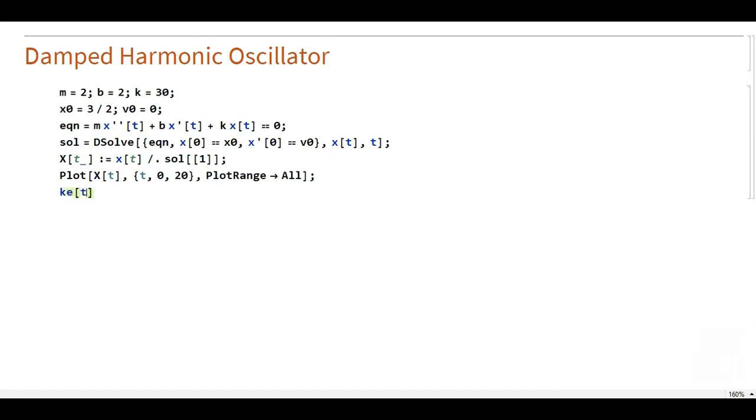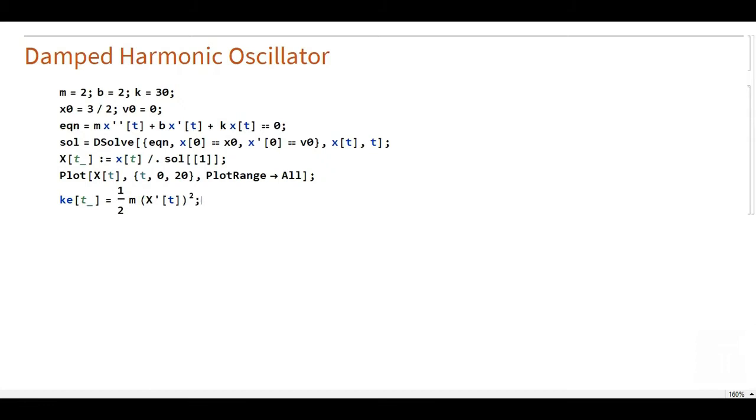ke means kinetic energy, and this will be a function of time. So this is 1/2 m. Then notice that in this line capital X contains the function that is coming from dsolve that was initially stored in solution, and now you just have to put capital X of t, there's a prime, put a square, that is our 1/2 m v squared, right? Okay, so kinetic energy is done.